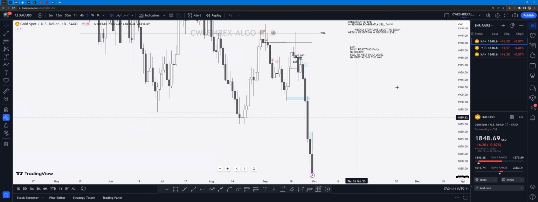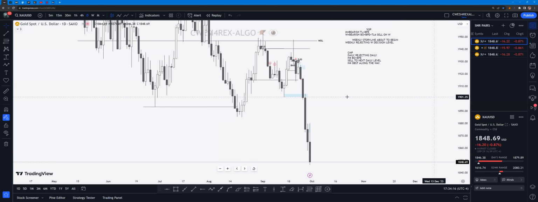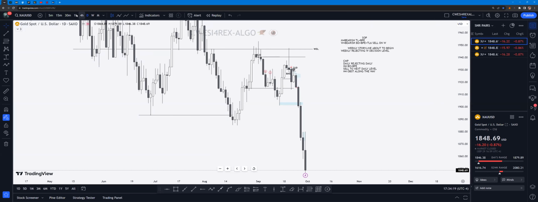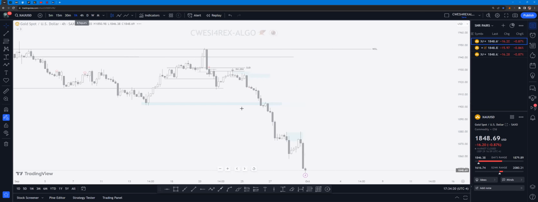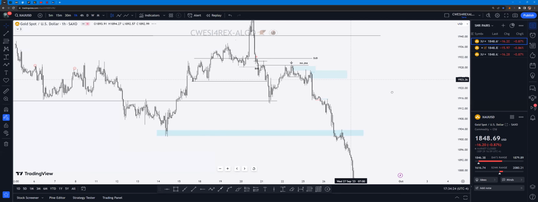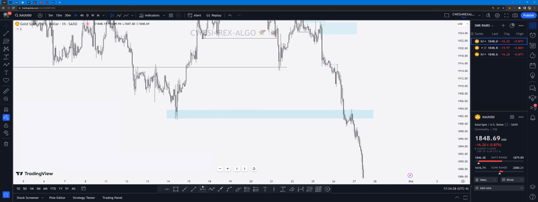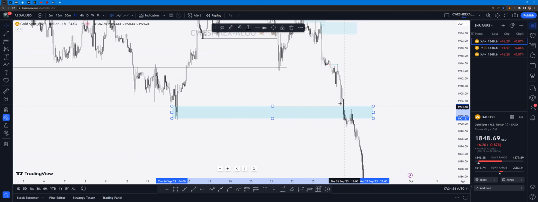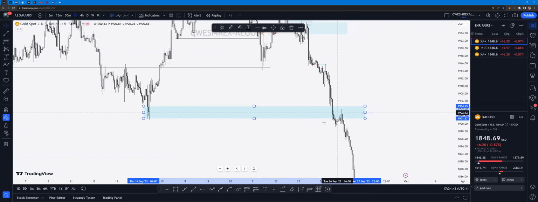That's how I got this entry over here. Then here, what happened? You can see we took a buy position over here. Yeah, we took this buy. Price pushed up, came down again, then I took another buy entry.